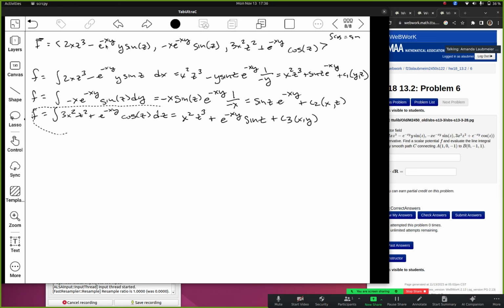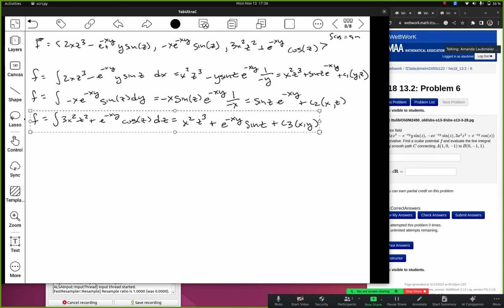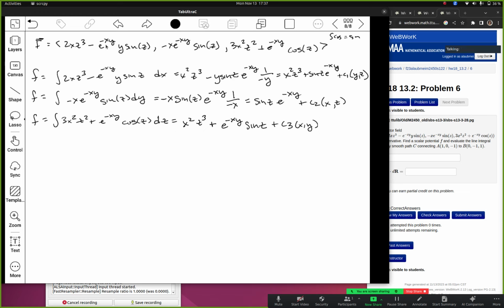I don't like how crammed that is, so I'm just moving this down a little, to give it some breathing room. There we go. Okay, so this was the tougher integral of every problem we've done so far, but now we just have to go through and pick the terms that go into our f. So we start at the top and we grab everything we found. So I've got x squared z cubed plus sine of z e to minus xy.